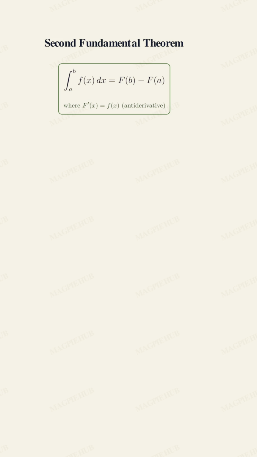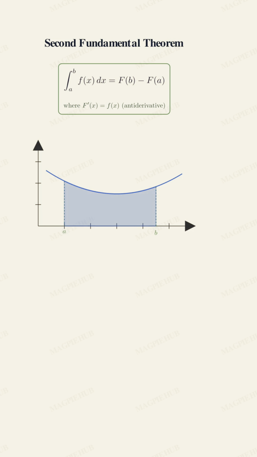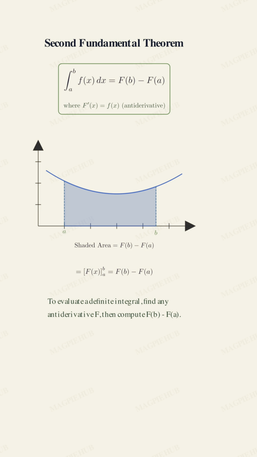Second fundamental theorem of calculus. The definite integral from a to b of f of x dx equals F of b minus F of a, where F is any antiderivative of f.